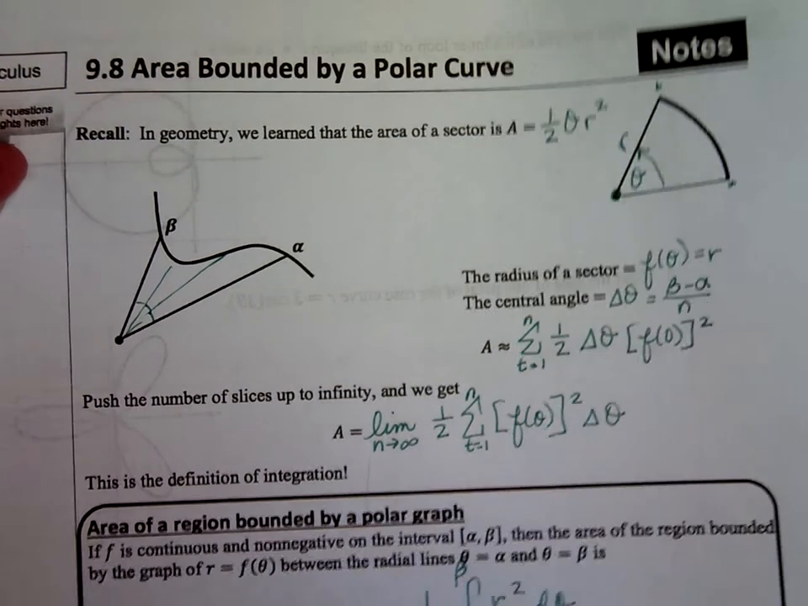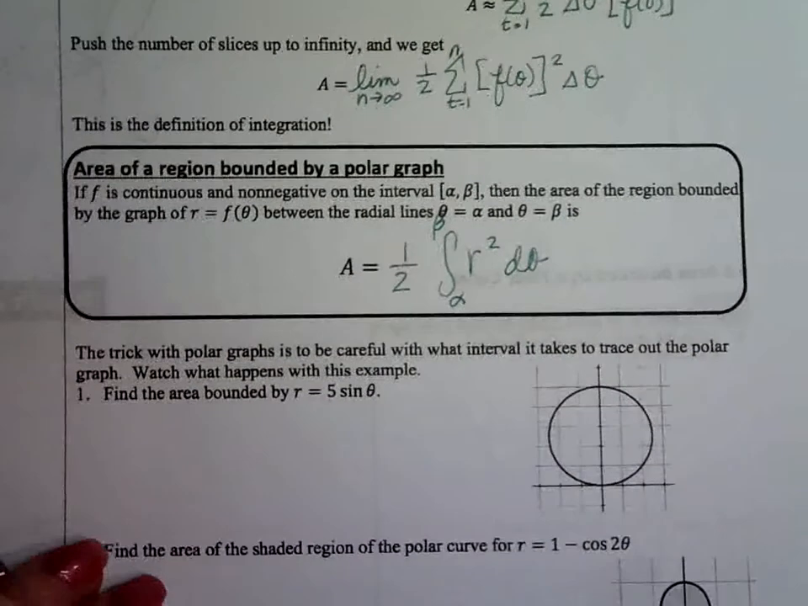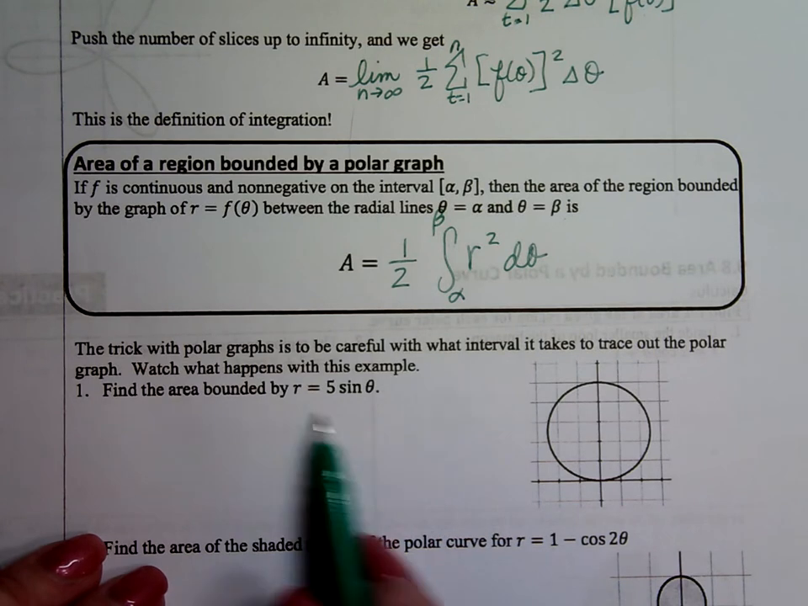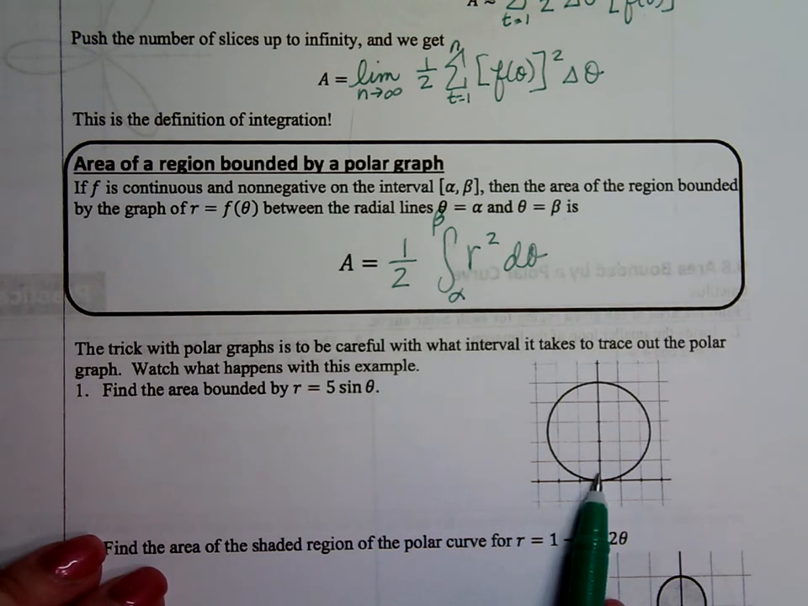It'd be nice if you could see that last one, right? Okay, here it goes. There you can see it. So number one, the trick with polar graphs is to be careful with what the interval it takes to trace out the polar graph. Watch what happens with this example. Find the area bounded by, they gave you the picture, r equals 5 sine of theta.